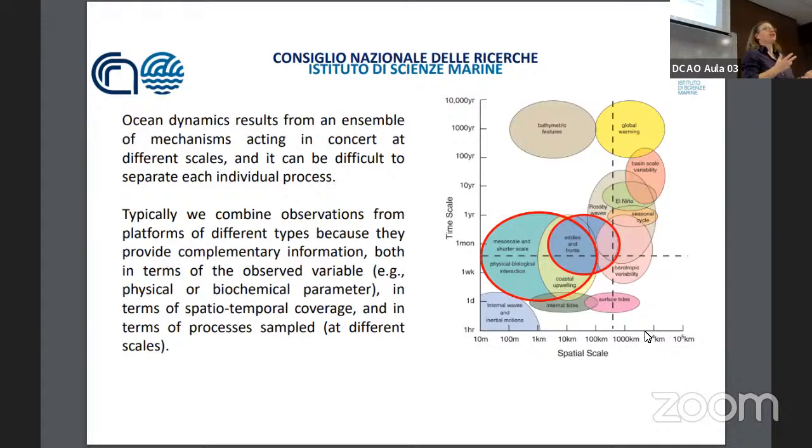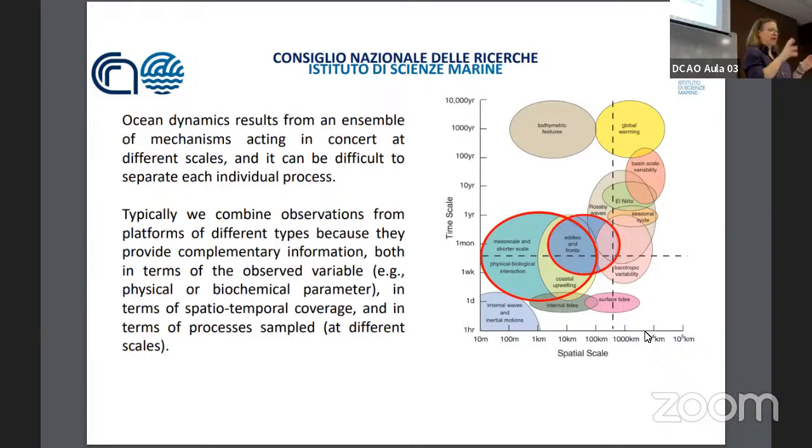So one of the challenges that we have when we investigate the ocean dynamics is that we have very different processes acting at the same time, but that are variable over very different scales. So in this scheme on the right, we see some example of the processes that occur in the ocean, and we go from very small scale and short times, like for internal waves, and we go to very large spatial scale and long term variability, like a climatic scale.